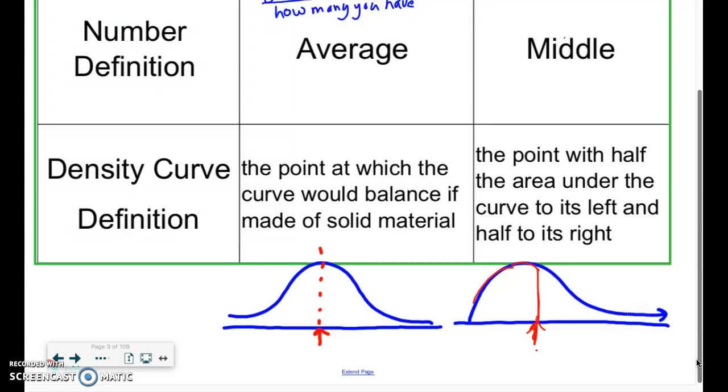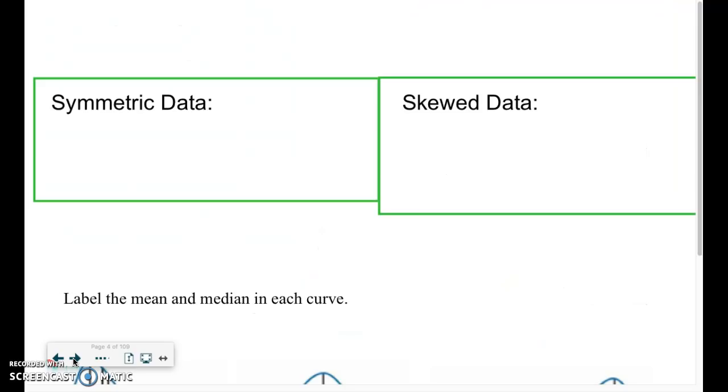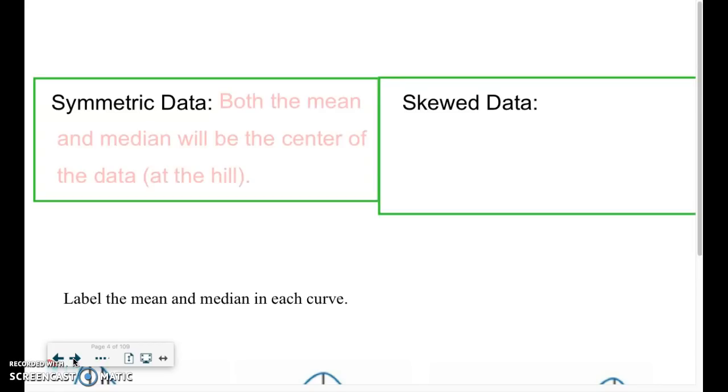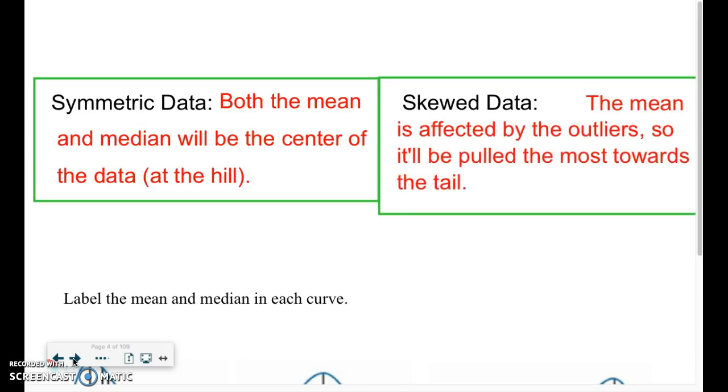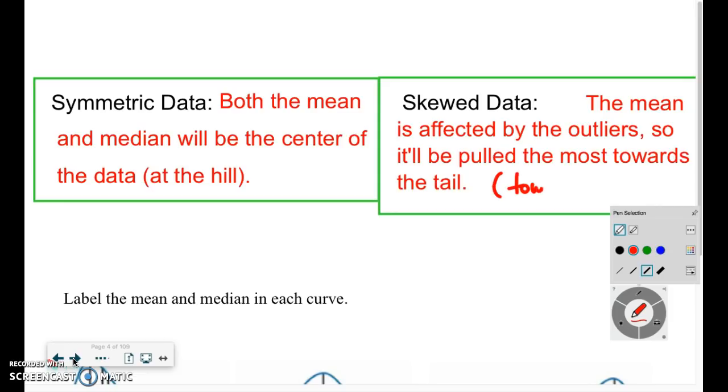All right, moving on. Okay, some more definitions so we know what we're talking about. Symmetric data. Remember, with symmetric data, both the mean and median will be at the center of the data. Okay, at the hill, like what I showed you with that picture on the last slide. All right, skewed data. The mean is affected by outliers, and we talked about that in the last unit. So it'll be pulled the most towards the tail, or wherever your outliers live. If you have outliers, it would be pulled towards the outliers.